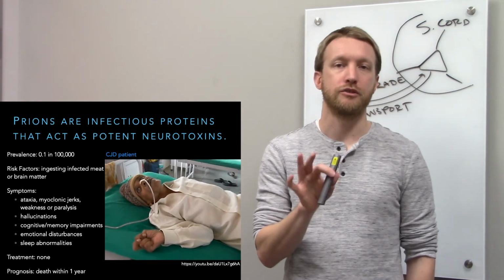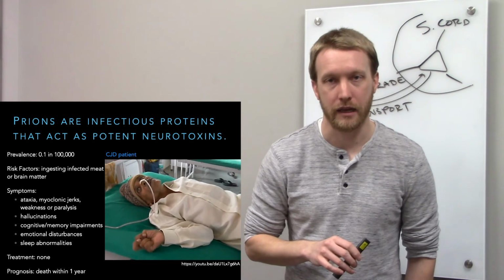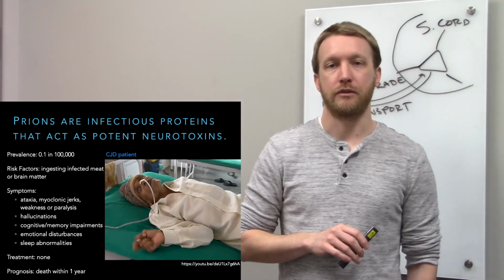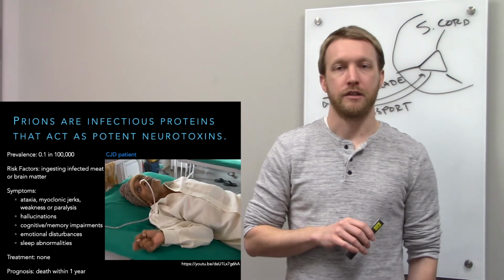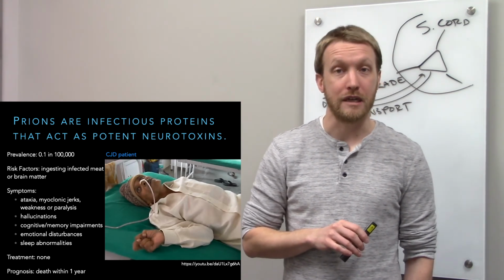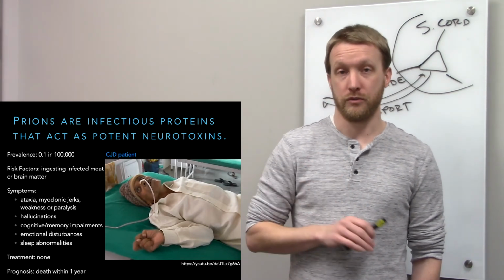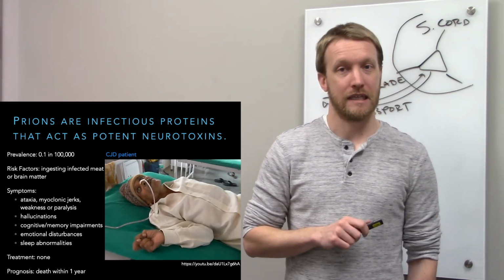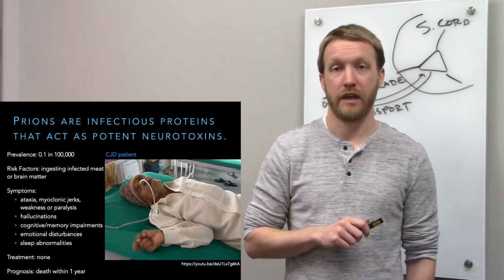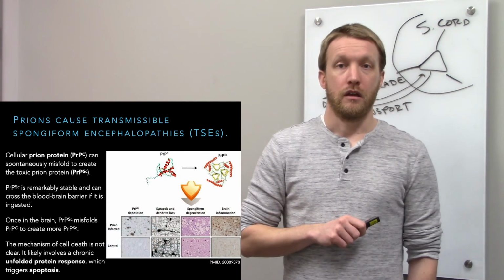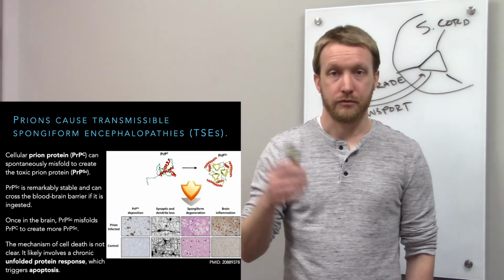On occasion, prions do jump ship though, so probably not a good idea to eat brain. I know brain sandwiches are all the rave at the fall festival, but brain tissue has a whole heck of a lot of prion protein. And if one of those prions misfolds, that's all it takes to cause a prion disease. As far as treatments go, we got nothing for you. So you don't want to get prion disease. You're going to die within a year. There's really nothing we can do.